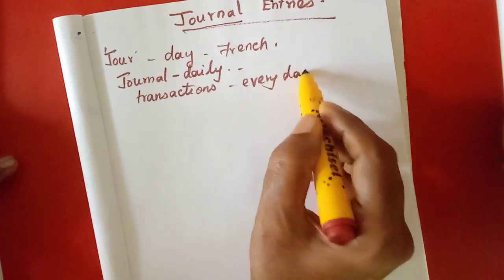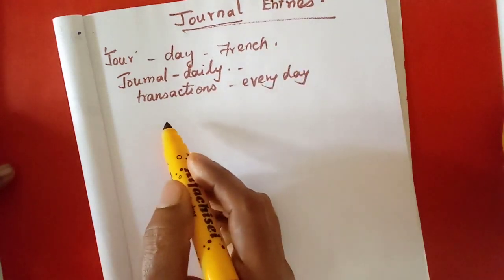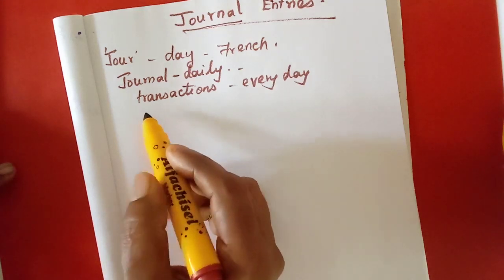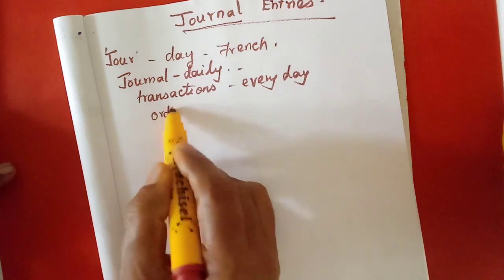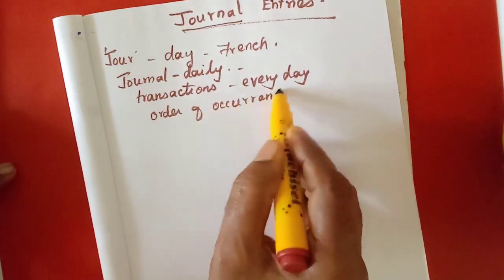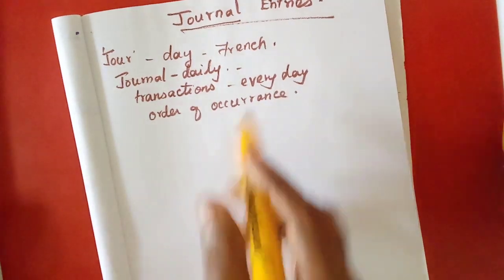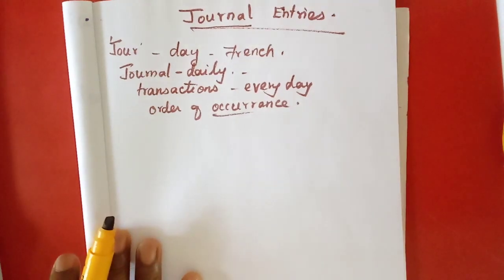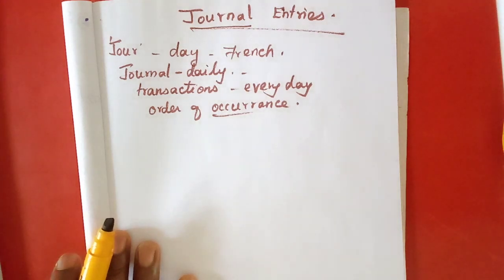Then in which order do we enter them? We enter them in the order of occurrence. I have already told you, isn't it? Order of occurrence means when it occurs. Today morning at 9 o'clock, if we sell some goods, we enter that one first. The next one will be the purchases. Okay, in that order of occurrence only we will enter them.